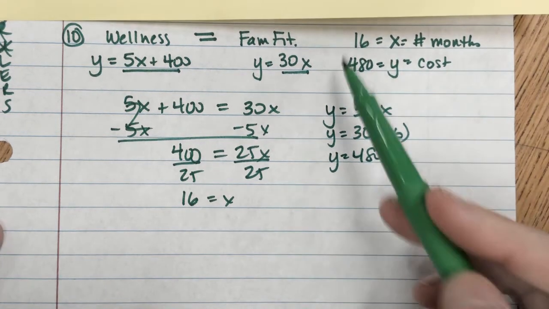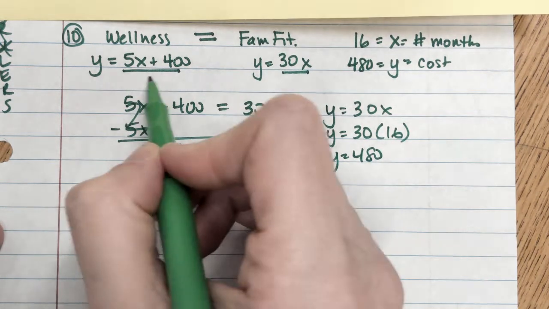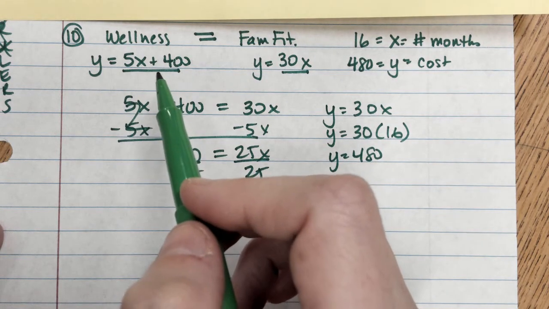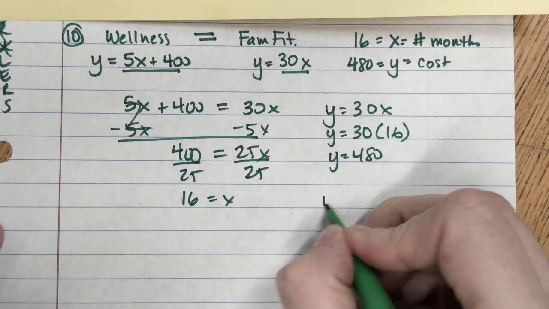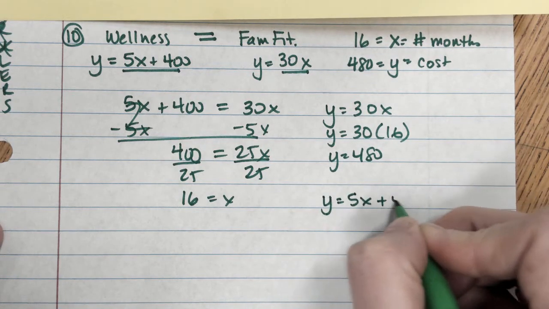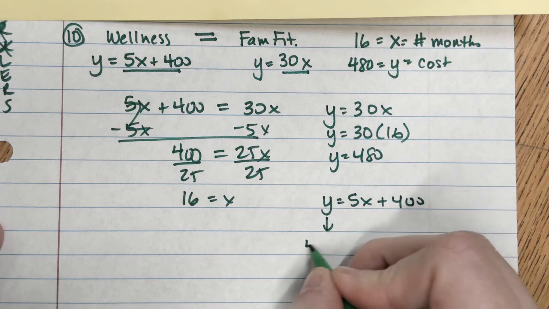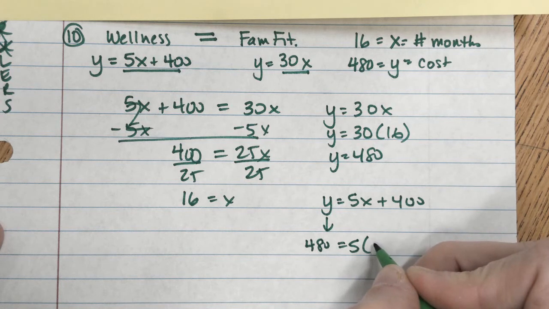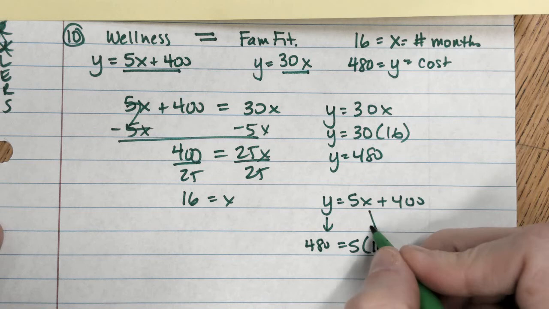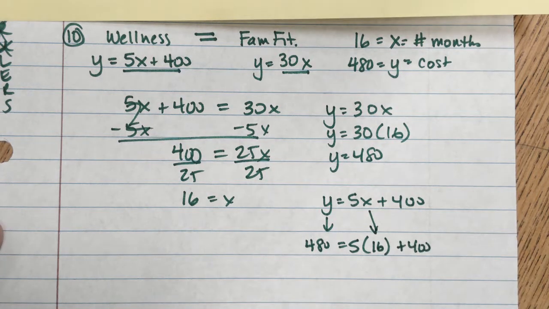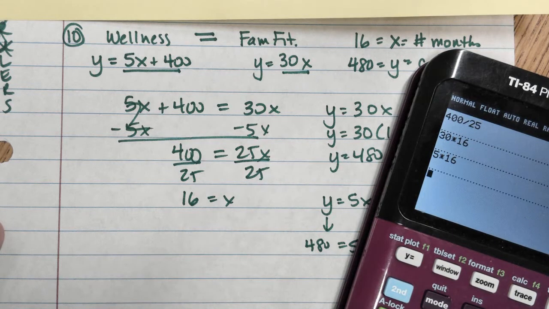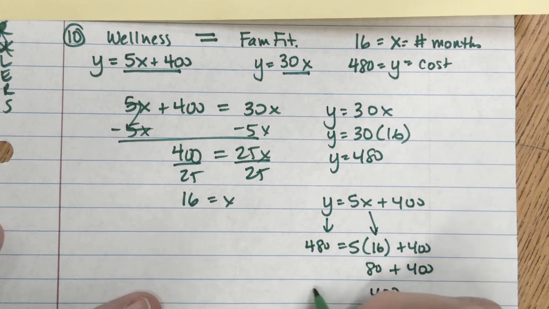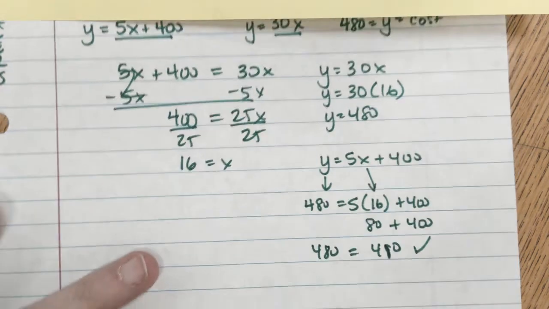Okay, so now I know what the answers are, but I want to check. I want to use this last equation to make sure I'm right. Again, it doesn't take long to check this. It takes a lot longer to do it over again. So let's do it right. So I have y equals 5x plus 400. y is 480. x is 16. Sorry about that. I had a moment. Plus 400. Well, let's see what 5 times 16 is. 5 times 16 is 80. 80 plus 400 is 480. 480 equals 480, so I have done my math correctly.